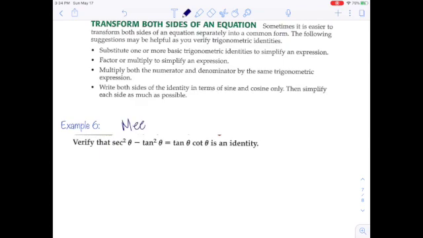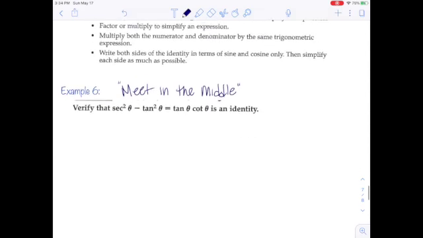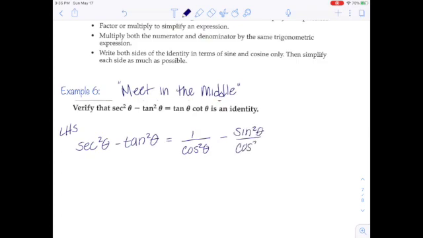Example 6, we're going to meet, or what I call meet in the middle, to verify the identity. So sometimes I'm going to start like normal, left-hand side, right? Secant squared theta minus tangent squared of theta. And I go, well, what can I do here? Secant, we've got 1 over cosine squared of theta. Your tangent would just be sine squared theta over cosine squared theta.